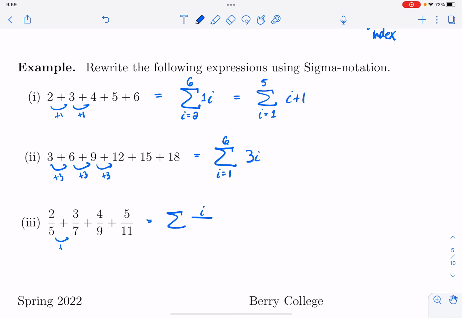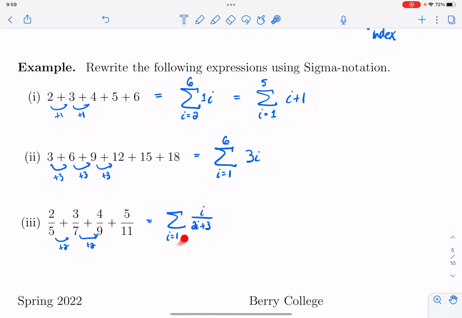Here it looks like I'm adding 2. So that means I'm going to work with a 2i. But it's not that simple. Because if I plug in, for example, i equals 1 into 2i, I should be getting a 2. But instead I'm getting a 5. How do I get from 2 to 5? I have to add 3.